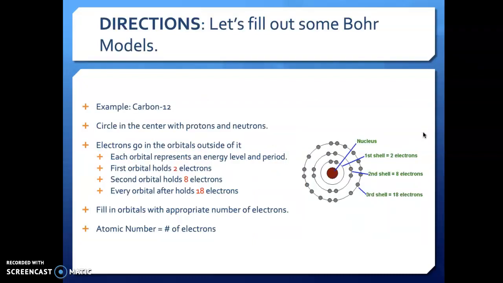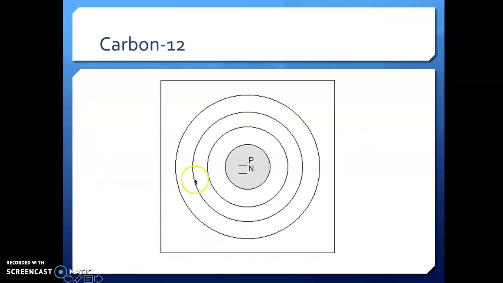So the next thing is we're just going to get a sense for the construction of an atom. And we're only going to go to the third orbital in these Bohr models. So the first orbital holds 2, the second holds 8, and every one after we'll say holds 18, or less. Remember, atomic number is the number of electrons and protons. But we're going to go through a few examples.